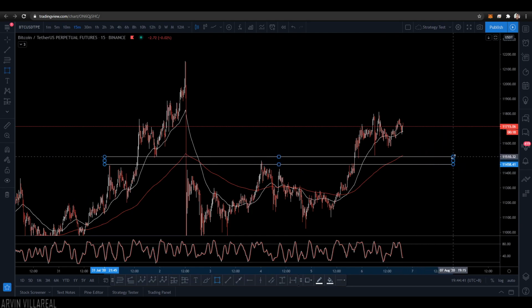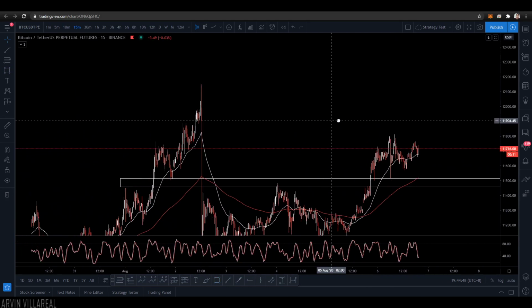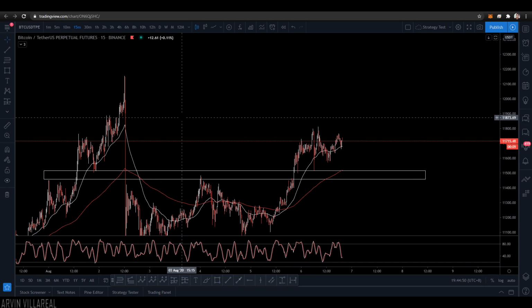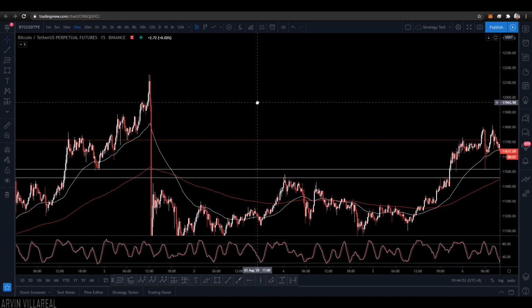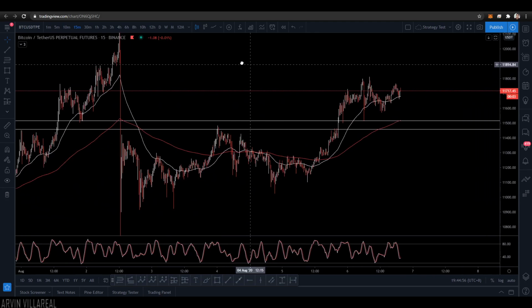Ayan. You have that support zone here. Okay? So that's that rectangle over there. That's our support zone. The support cannot be just one line. It's an area, it's a range of prices. Okay? So, ayan na yung area of support natin.